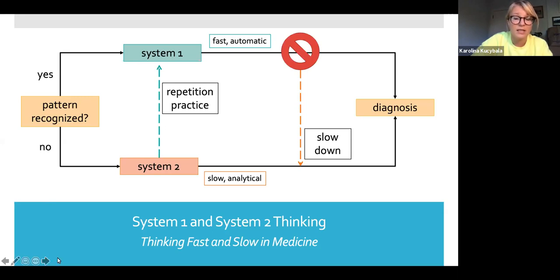Really the hope is that throughout your residency and even throughout your training further down the line, we become these master clinicians that are able to navigate System 1 and System 2 thinking when appropriate. Does anyone have any questions about those concepts?